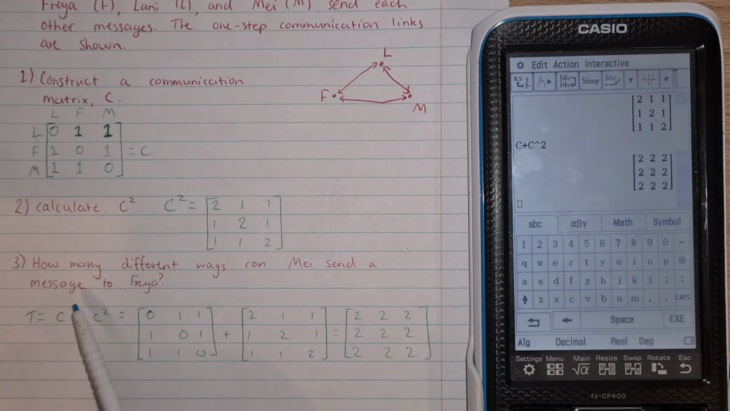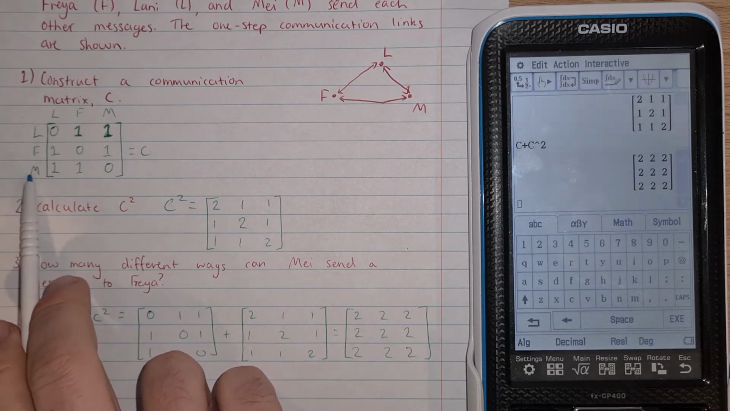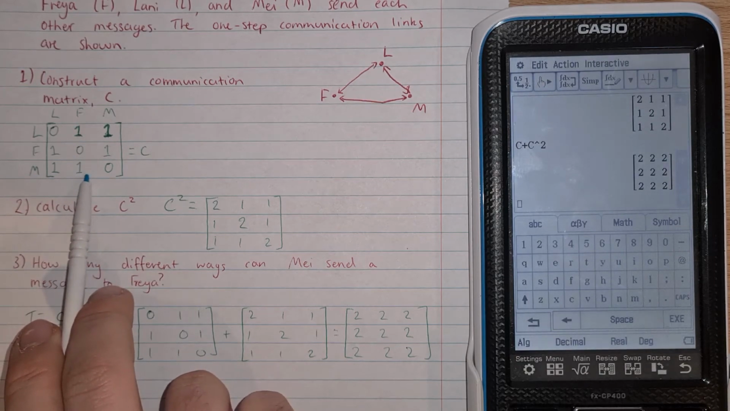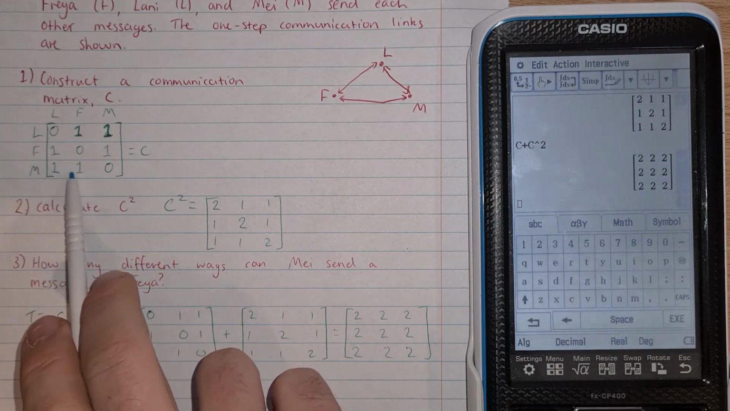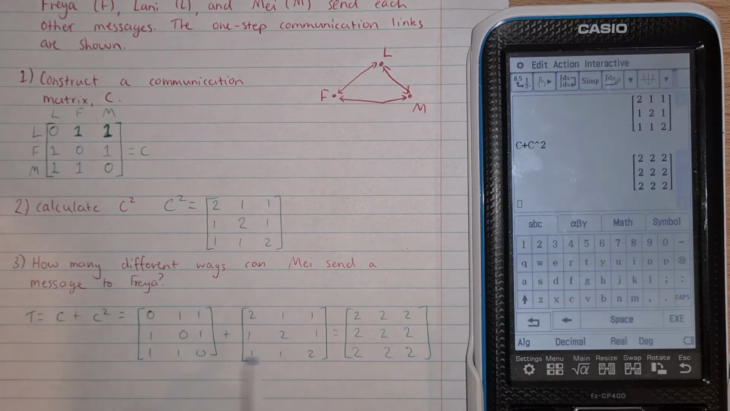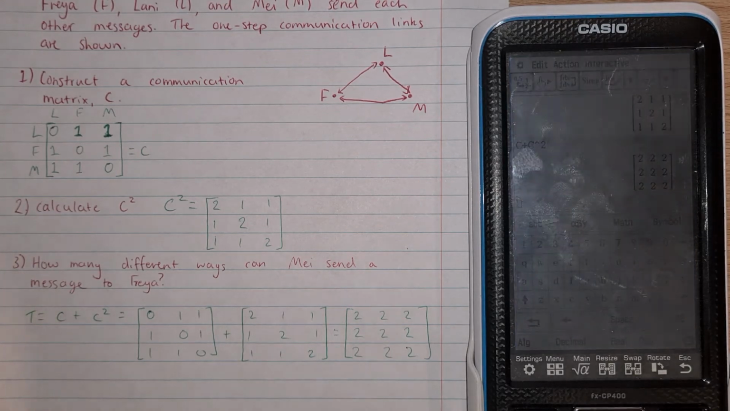So to answer the question, how many different ways can May send a message to Freya? We've got May sending a message to Freya, so it's this element here. It is element 3, 2, row 3, column 2. So we look at row 3, column 2 for our T matrix, and we've got a 2. So there are two different ways that May can send a message to Freya.